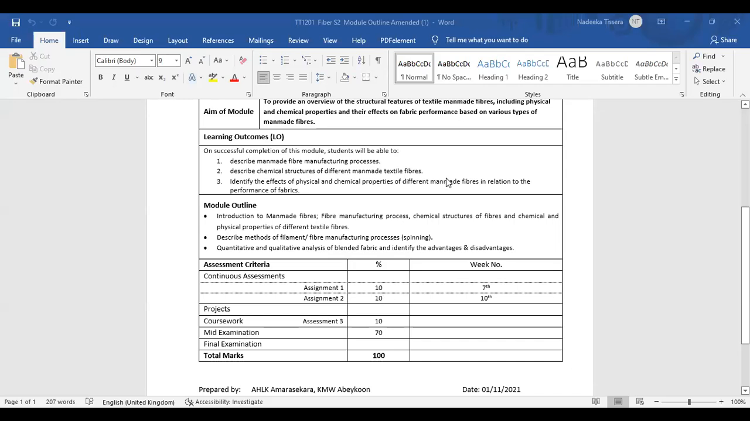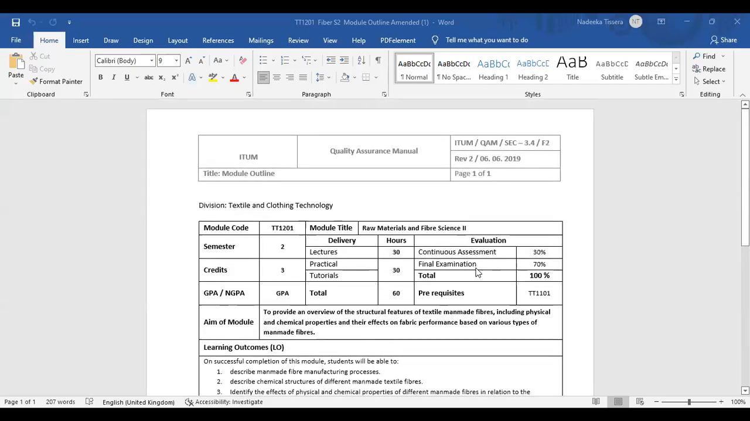Can everybody see the screen? If you can see the screen, otherwise send me a message. Otherwise I will think you can see the screen, so I will continue without wasting time.